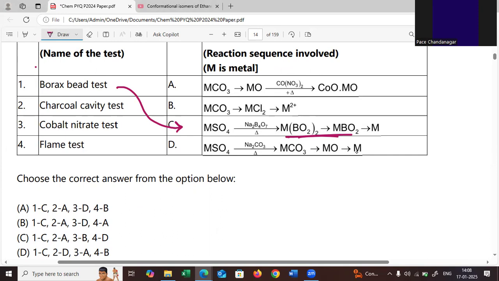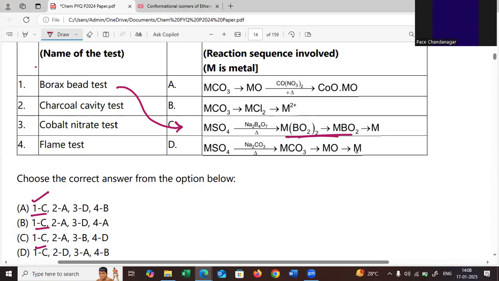So option 1 is going with C. Option 1 goes with C in all of them. Please do remember these tests as well, because these have to be remembered. This is all inorganic chemistry. You should remember these equations, because these are direct, mandatory questions always.